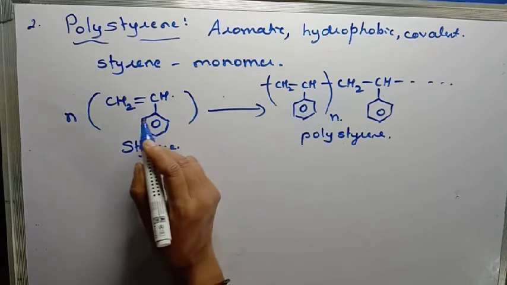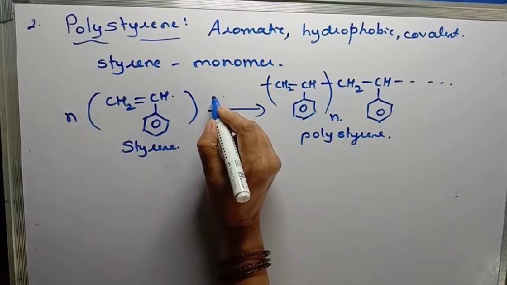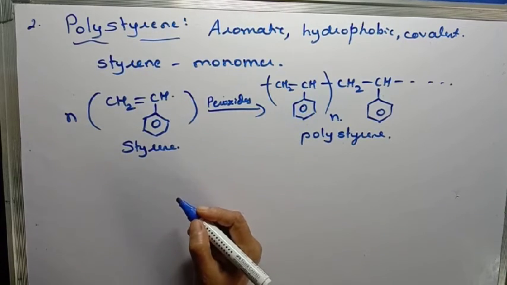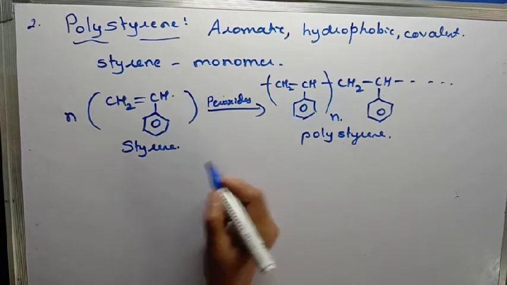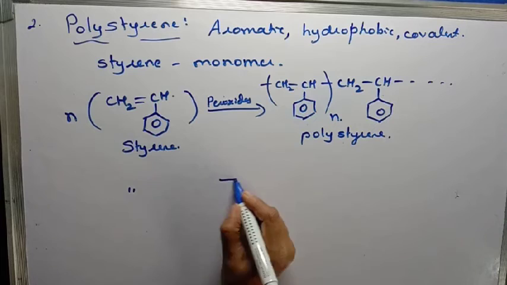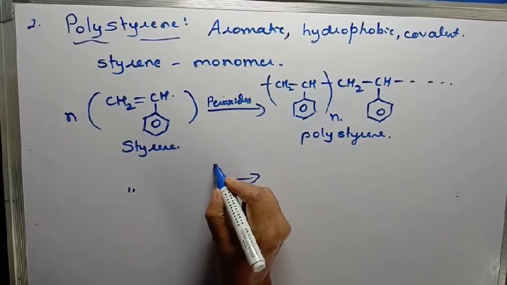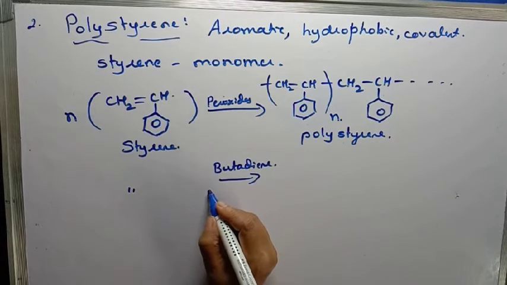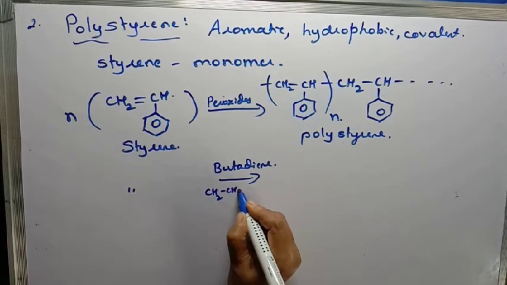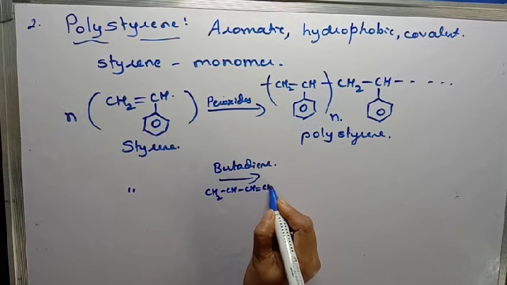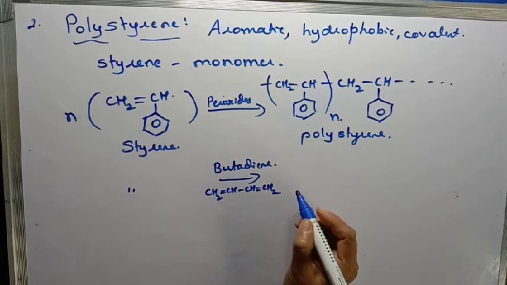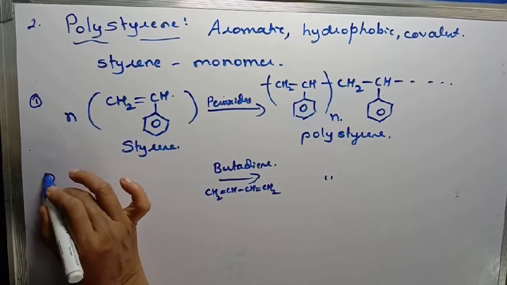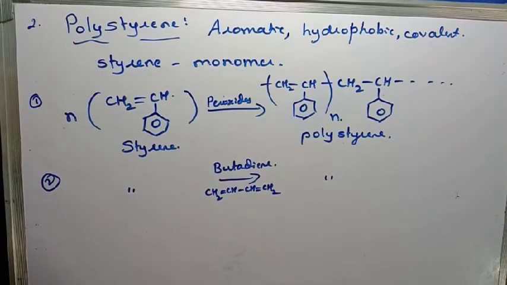And when it is subjected to polymerization, usually peroxides are used as a catalyst. Peroxides are used as a catalyst. And there is one more reaction, a second type, where instead of peroxides we can use butadiene as a catalyst. Okay. So once again you will get the polystyrene. So this is one method, and this is the second method of preparation of polystyrene.